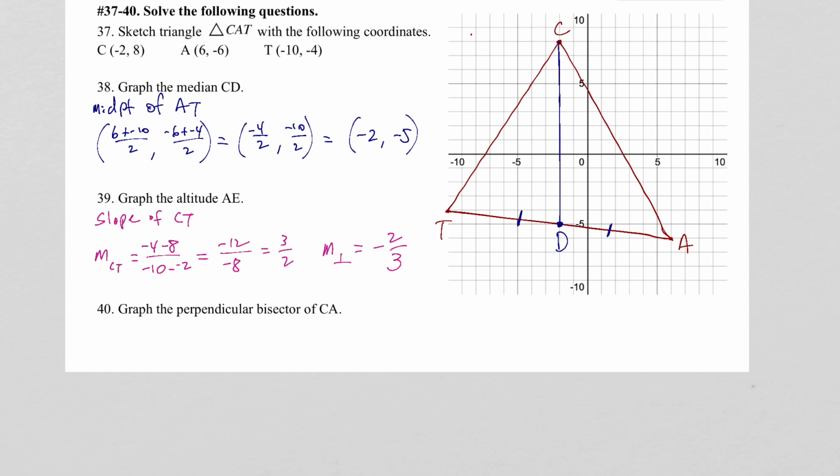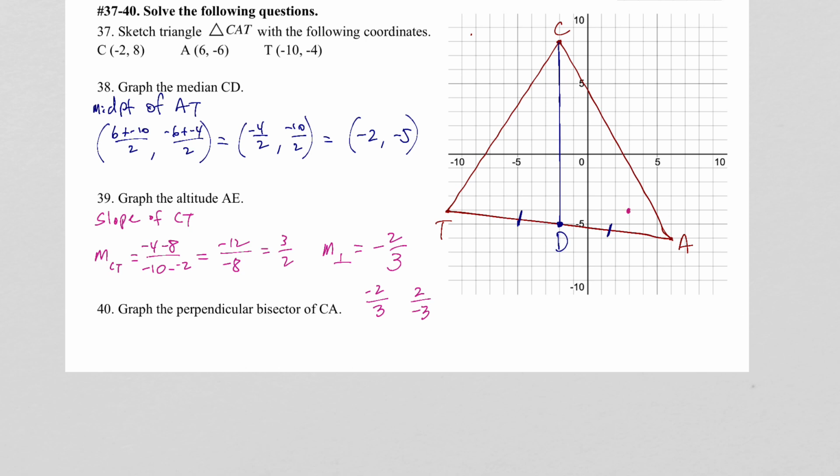Now remember, we're starting at A. So from this point, I know it's going to go to this. Instead of writing it as negative 2 over 3, I'm going to write it as 2 over negative 3. So I'm going to rise 2 and run backward 3. So rise 2, run 1, 2, 3, and there's my point right there. I just lost it. 1, 2, 3, there it is.